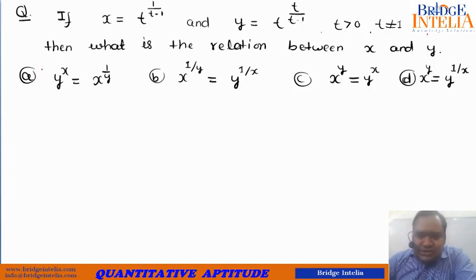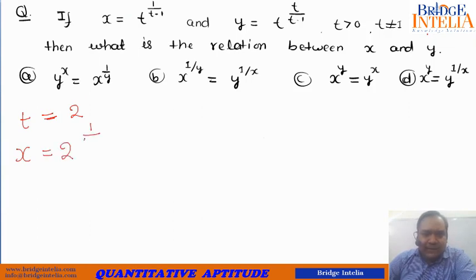So let's do that. Here I will use a dummy value of t. Let's suppose t is equal to 2. So now let's see what x becomes. x is equal to 2 to the power 1 by 2 minus 1, which is 2 to the power 1 by 1. So x is 2. What does y become?